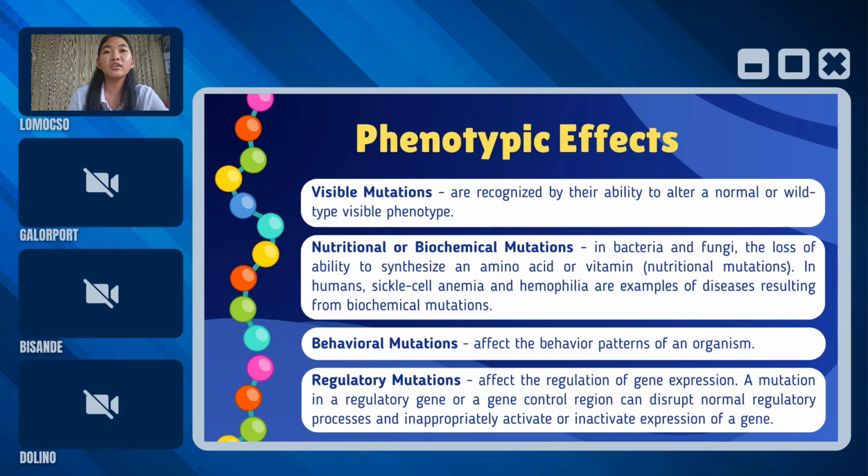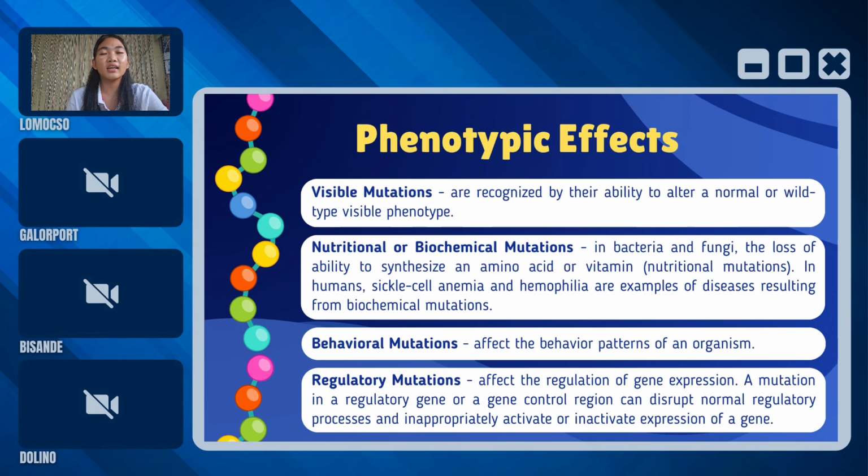Next, we have nutritional or biochemical mutations. In bacteria and fungi, typical nutritional or biochemical mutations result in a loss of ability to synthesize an amino acid or vitamin. In humans, sickle cell anemia and hemophilia are examples of diseases resulting from biochemical mutations. Although such mutations do not always affect morphological characters, they affect the function of proteins that can impinge on the well-being and survival of the affected individual.